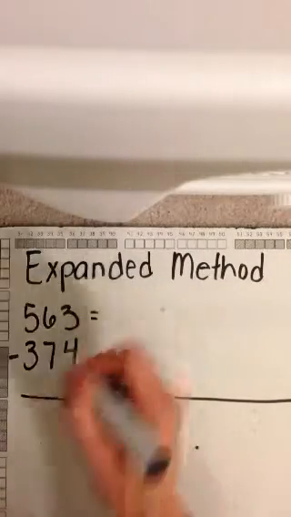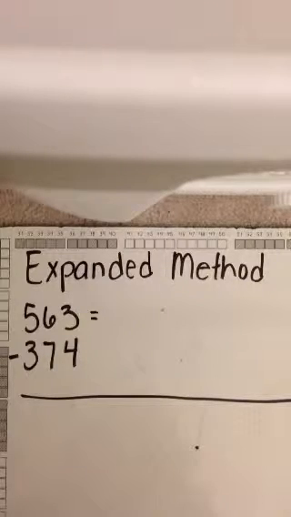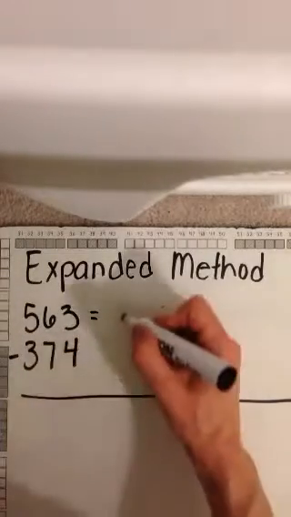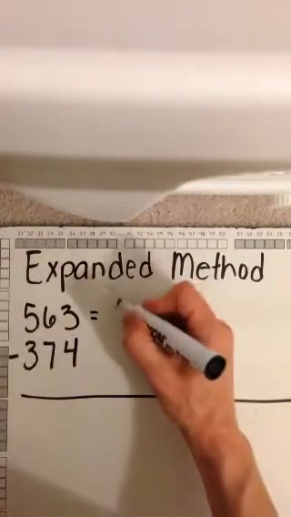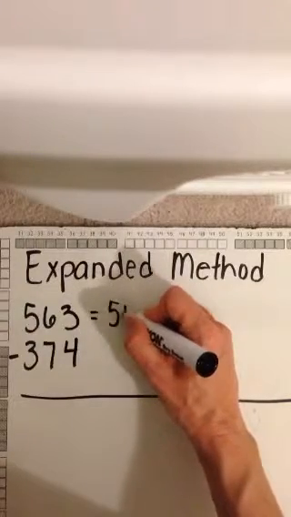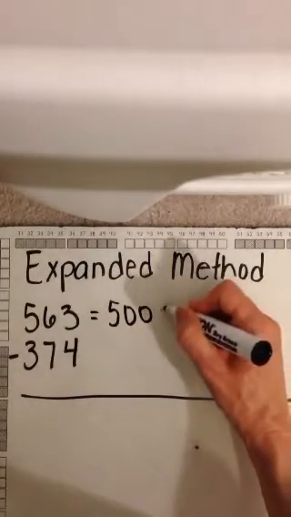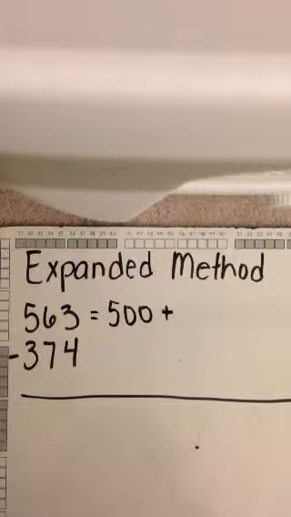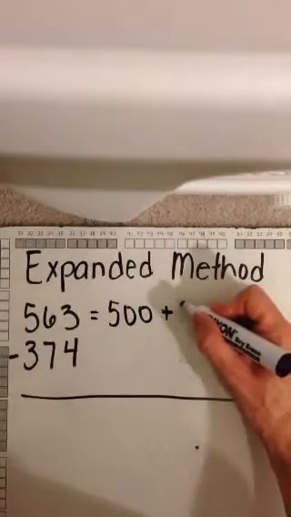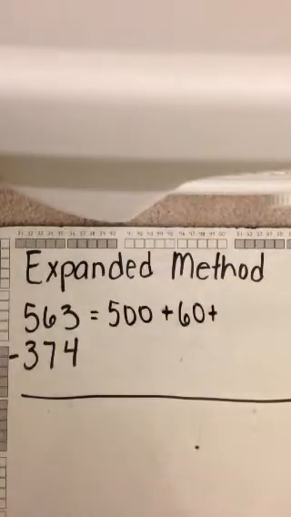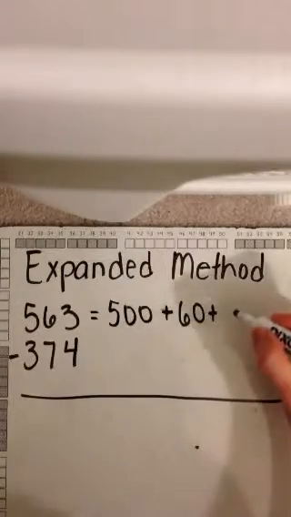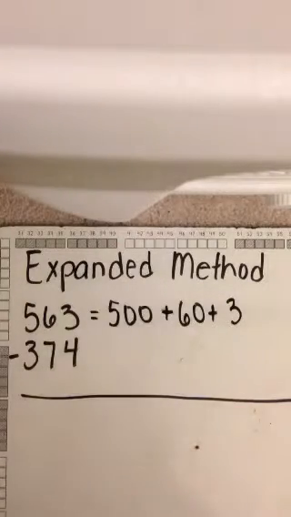Our first step is to go ahead and break up 563 into hundreds, tens, and ones. So we ask ourselves, how many hundreds are in 563? That would be 5. So that would be 500. Our next step is how many tens are in 563? And that would be 6. So that would be 60. Now last, how many ones are in 563? And that would be 3.